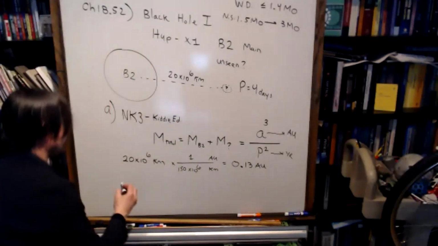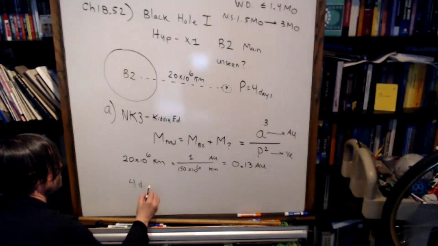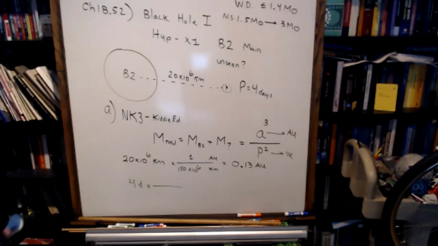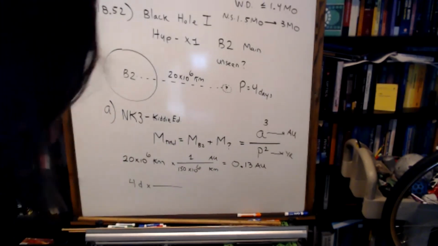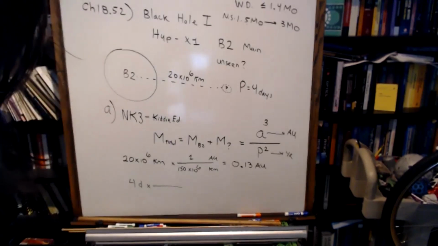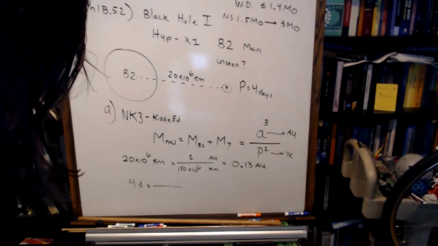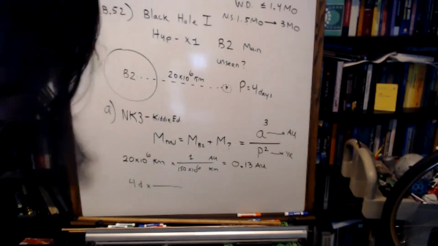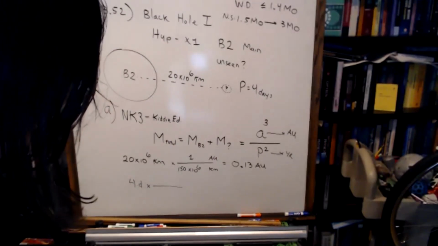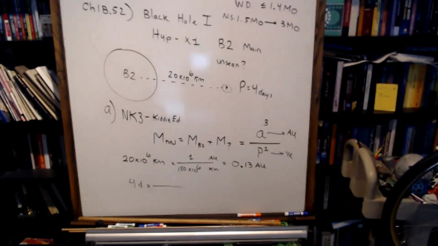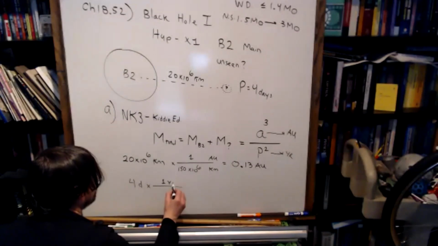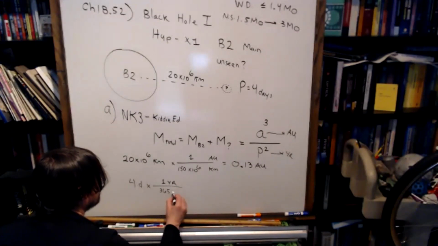How about these 4 days? I'm sorry, am I going too fast for you guys? Not that much faster. It just takes me a second to write the notes down. Yeah. All right. That's kind of what I'm doing. It's taking me a minute to write. Okay, sure. Isn't it 4 times 1 over 365? Yeah. So 1 year is 365 days.